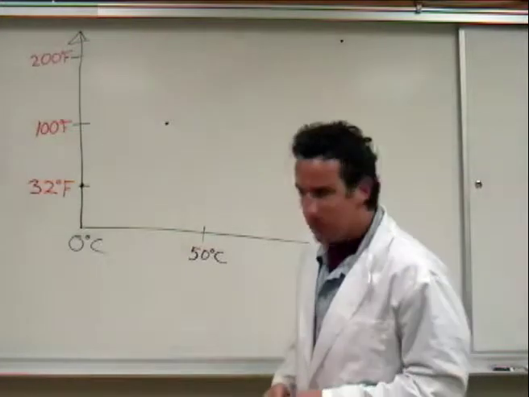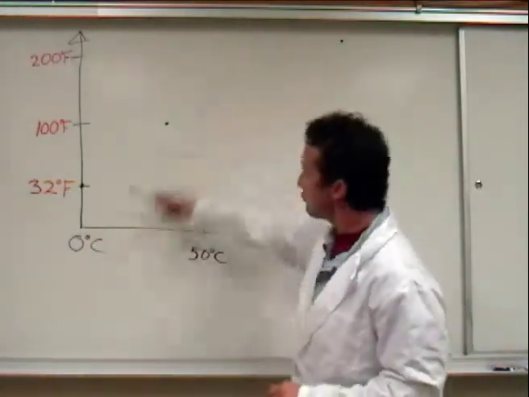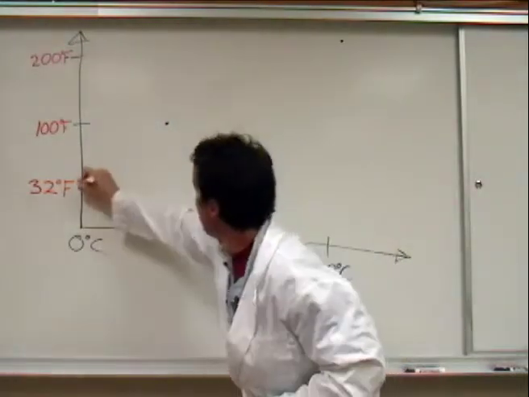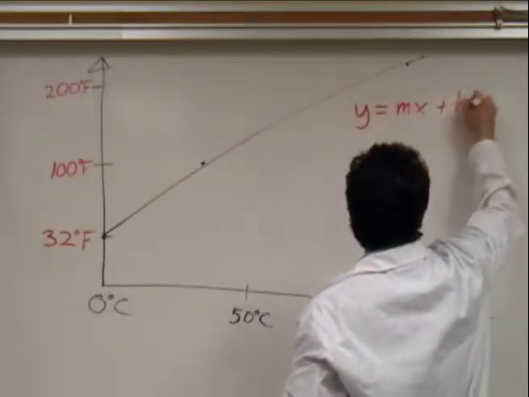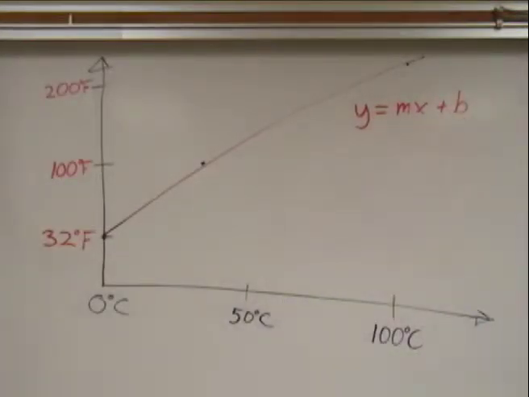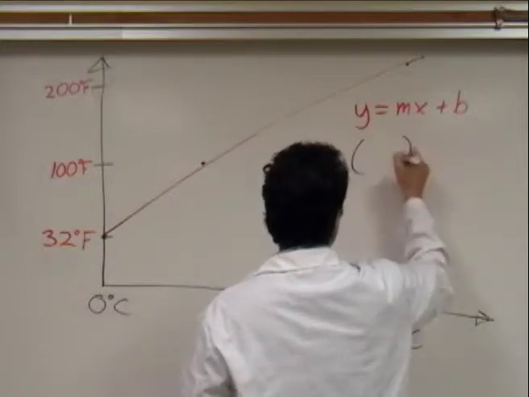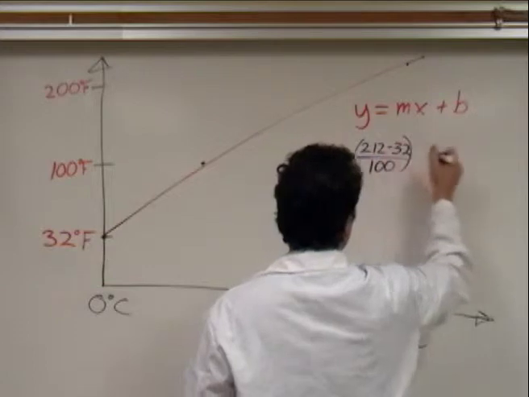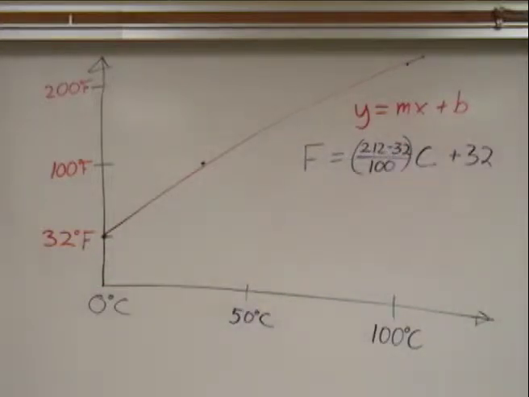If you were to graph these points on a Fahrenheit versus Celsius chart, you would get a straight line of melting, body, and boiling temperatures. Using y equals mx plus b, we get y, the Fahrenheit scale, is equal to the slope times x plus b. Now the slope is 212 minus 32 over 100. That's the change of y over the change in x, times C, the x-axis, plus 32, the y-intercept, 32 Fahrenheit.